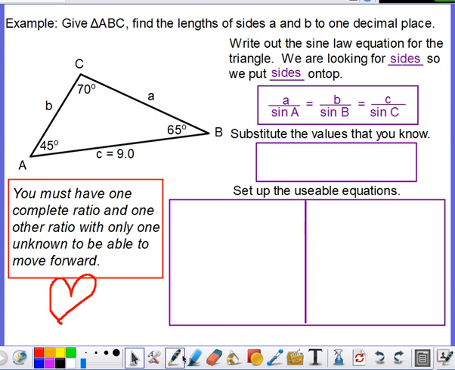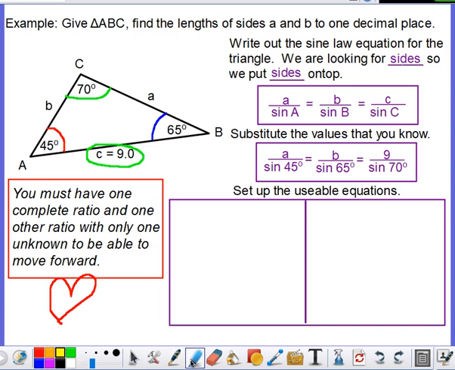If we have a look at our triangle, we have angle A, which is capital A. We do not have lowercase a, unfortunately. Actually, that's what we're solving for. We have angle B, which is 65 degrees, but we don't have side length b, but that's okay. And lastly, we have angle C, and we do have side c. So let's go ahead and fill in these blanks here.